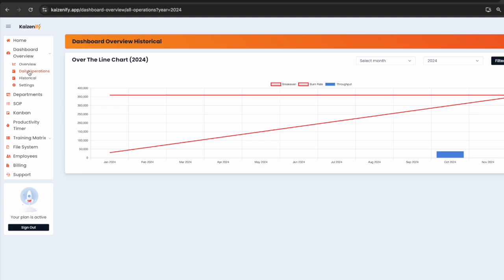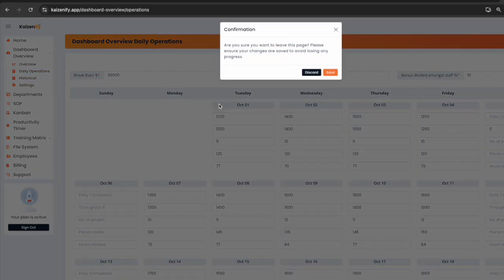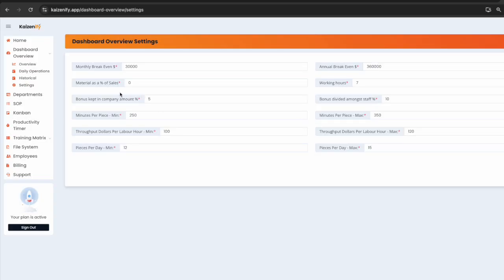And then one more thing I want to show you in the settings. We have this material as a percentage of sales. So on a daily basis, we want you to plot your throughput dollars. That's what got across the finish line, your sales minus material. So one common question we get is, I don't know what my throughput dollars are. I can't accurately figure that out. So don't worry about being precise, because we're not filing our taxes based on this.